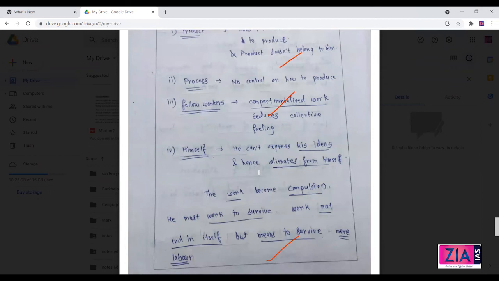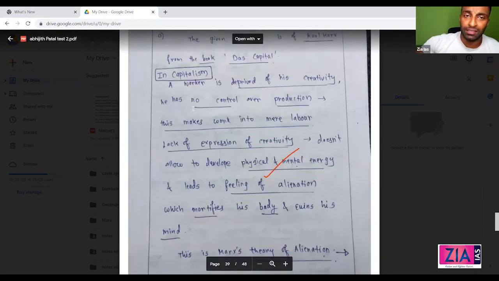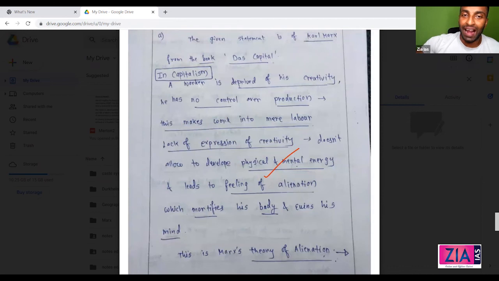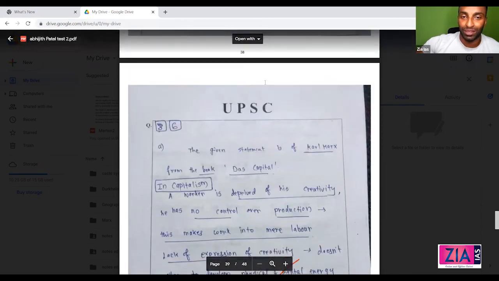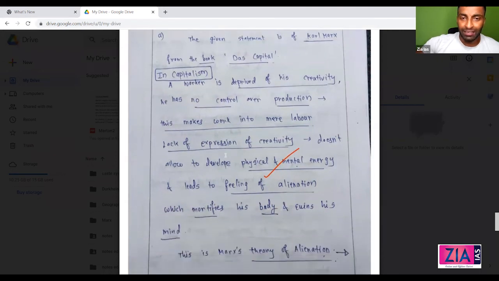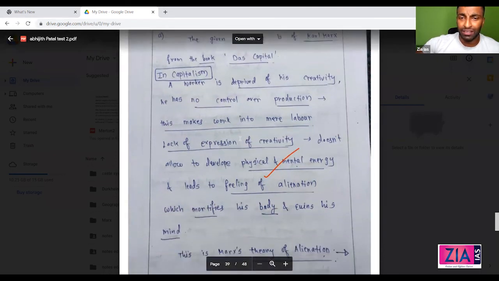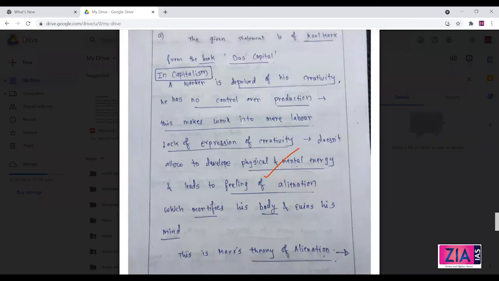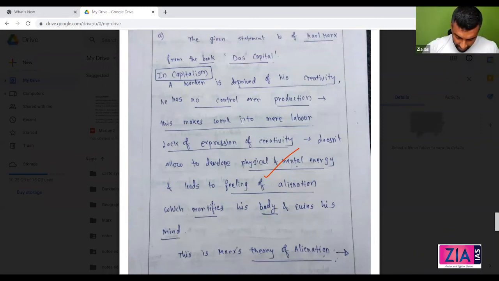Sir, more emotions. When it comes to marks, the question is basically asking you to add some emotion. The worker is deprived. Work in capitalism is reduced to mere labor and the individual does not develop freely his physical and mental energy, but mortifies his body and ruins his mind. So you can add some emotion to this, right?